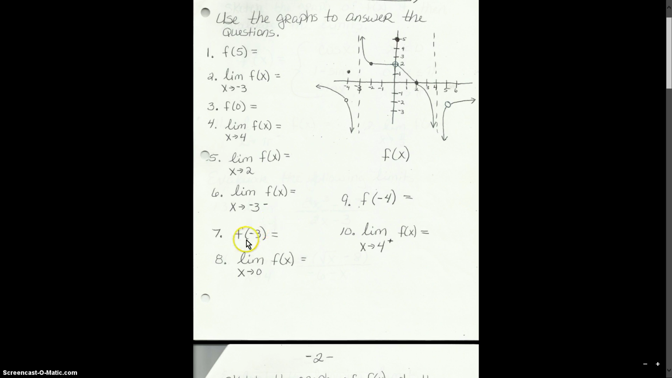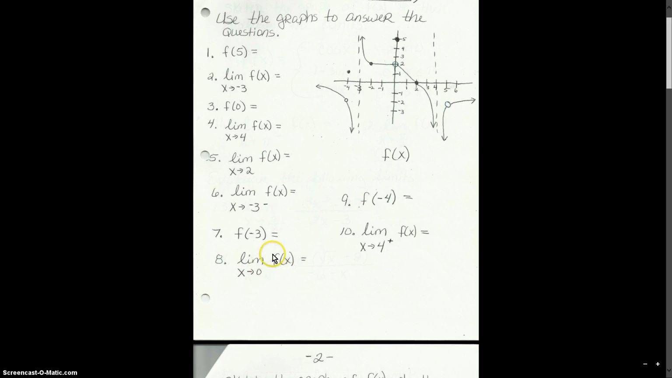Let's look at number 7, f of negative 3. All right, so let's look at negative 3. It's right here. Anywhere in there, did I go through a shaded circle? No, I did not. Therefore, f of negative 3 is equal to what? Does not exist. Exactly.